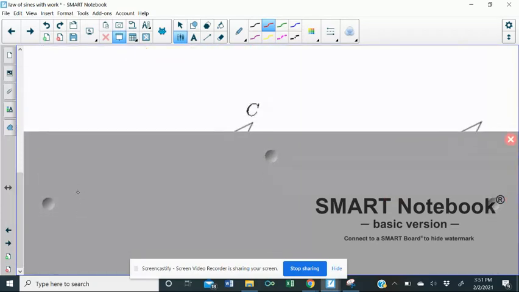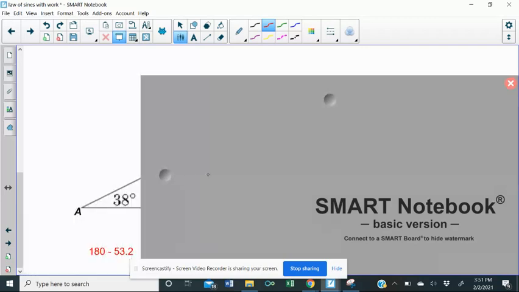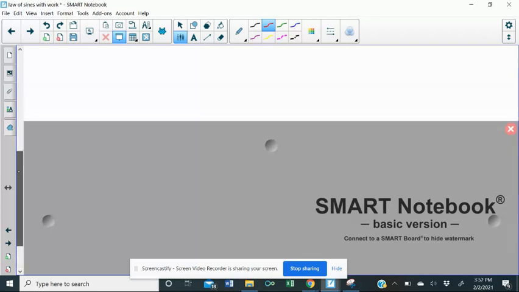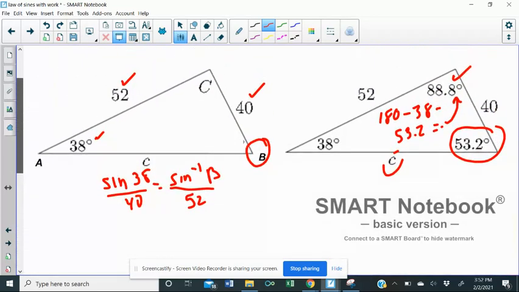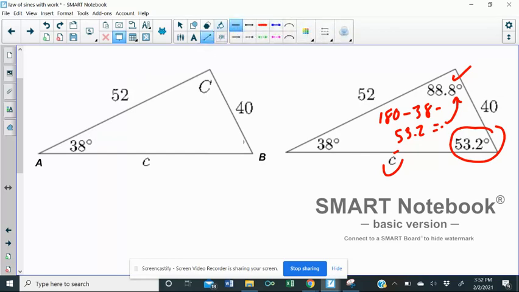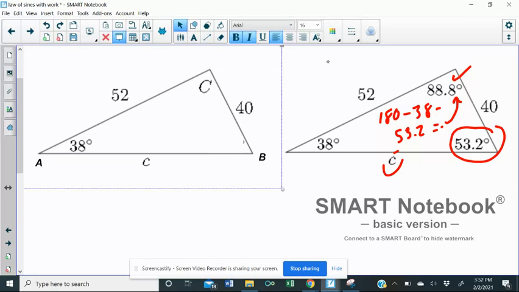Let's take a look here. That's not what I want to take a look at. Sorry, I don't want to give it away too early. I'm just going to erase this for a second. And here's our big triangle, right?